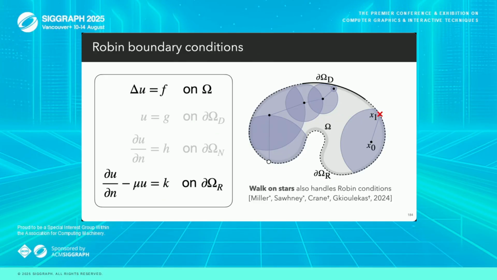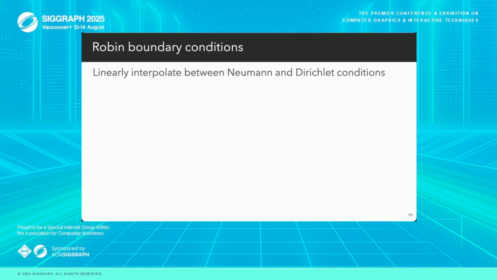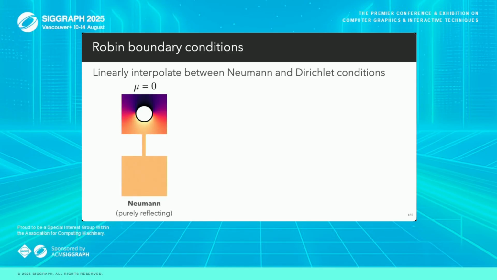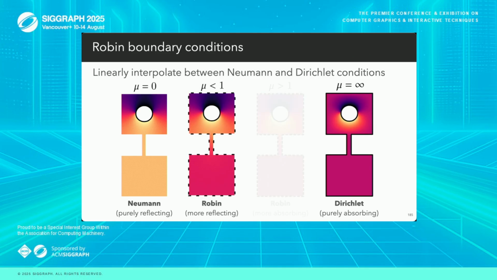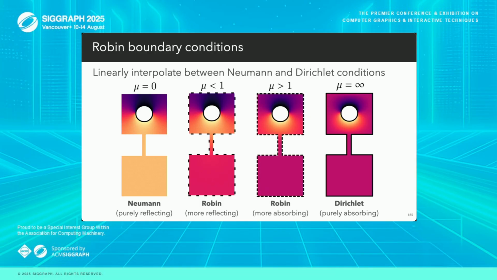The stochastic perspective also helps us to extend walk-on stars to Robin boundary conditions, which are basically a linear combination of Dirichlet and Neumann conditions controlled by this coefficient mu. So at the extremes, when mu equals 0, we get purely reflecting Neumann conditions, while mu equals infinity gives purely absorbing Dirichlet conditions. And then we can interpolate between these two extremes by increasing the Robin coefficient mu.